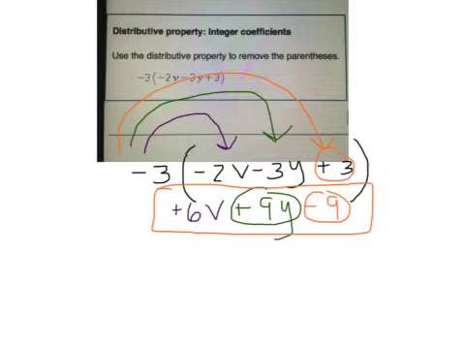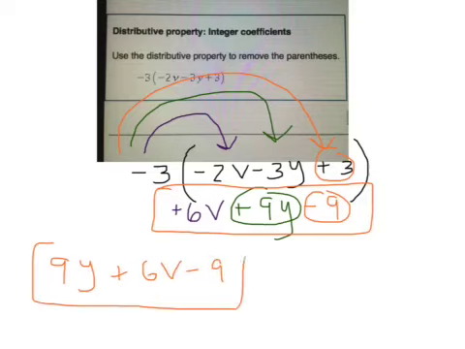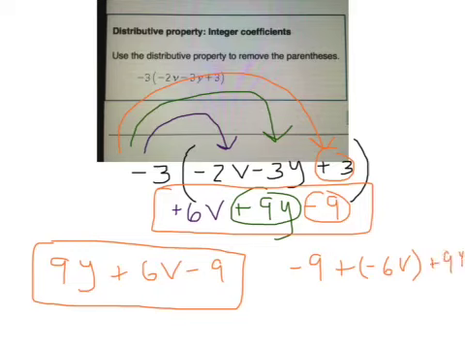I could also write down 9y plus 6v minus 9. This would also be correct for this particular problem. I could also start off and write -9 plus, if I wanted to, -6v, plus 9y. This would also be 100% correct. Hopefully that helps you get through the distributive property integer coefficient problems, and good luck.